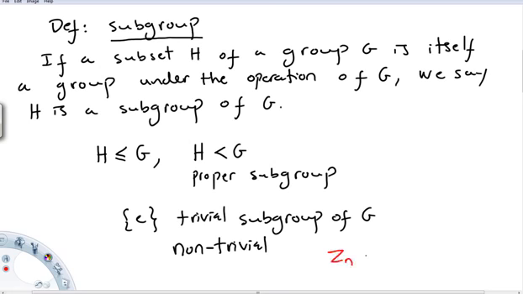Check that Zn is not a subgroup of Z. Okay, because Zn is addition modulo n. So this is not a subgroup of Z under addition. Okay, since addition modulo n is not the operation of Z.